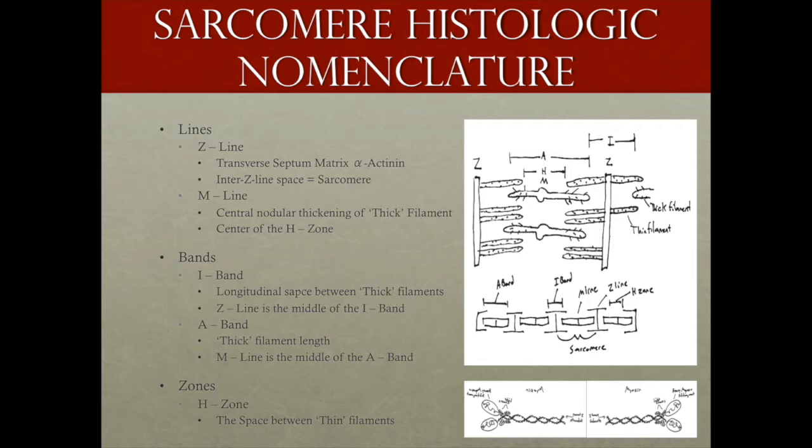Your M-line is the nodular thickening of the thick myofilament. It is the binding site of the two heavy chain tails of myosin. It denotes the center of the H zone.